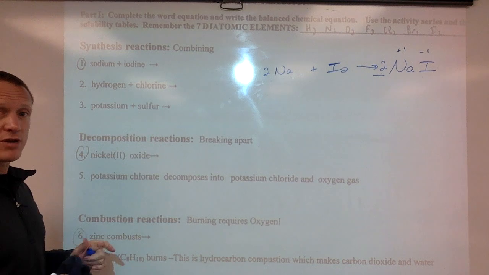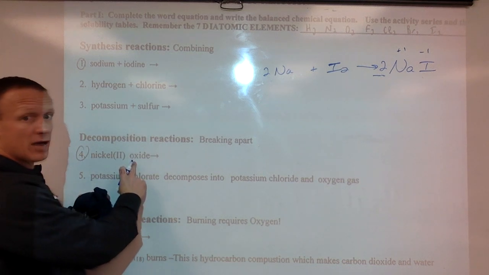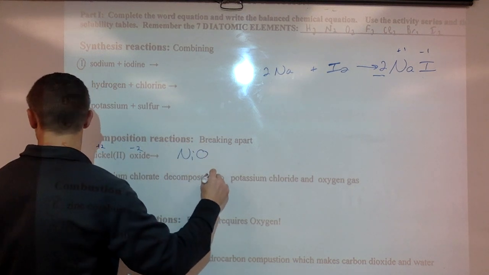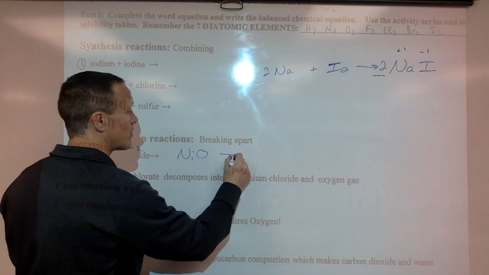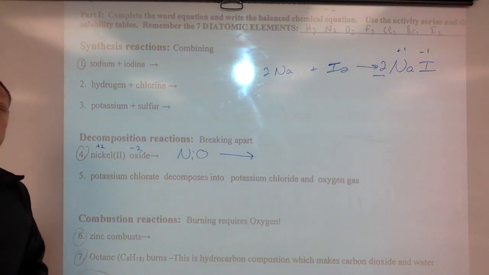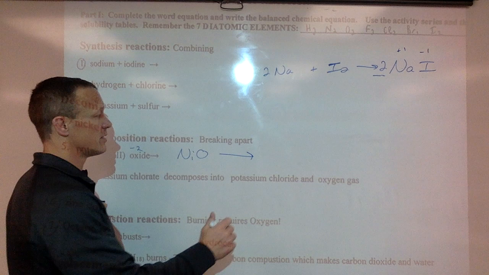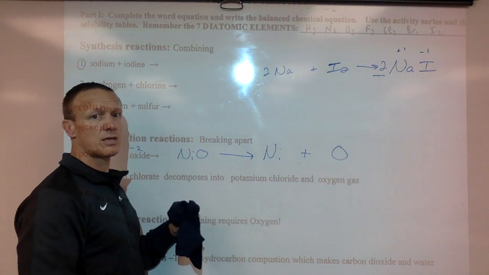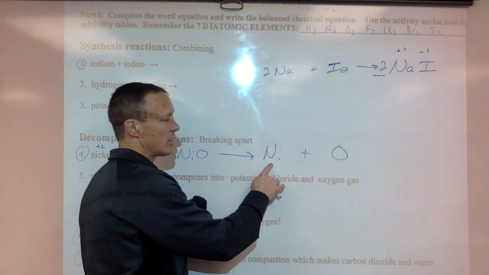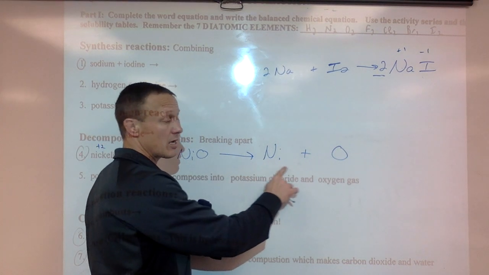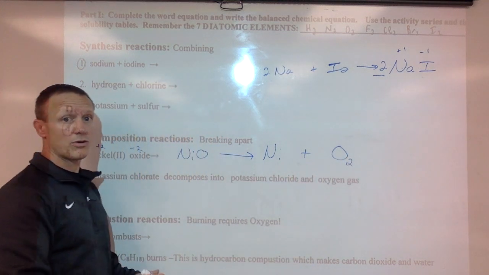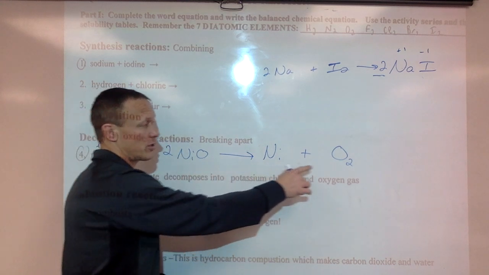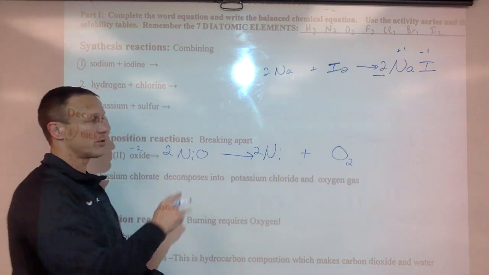Decomposition, starting with one thing, breaking apart into multiple. So first one here, nickel(II) oxide. Nickel is a +2 charge, oxygen's a -2, so NiO goes there. It is decomposing into 2 elements, nickel plus oxygen. So decomposition, splitting apart. Nickel is not diatomic, oxygen is, so you need a 2 there with your oxygen. Okay, now we can balance. 2 out in front of that to get 2 oxygens. 2 out in front of that for your 2 nickels.